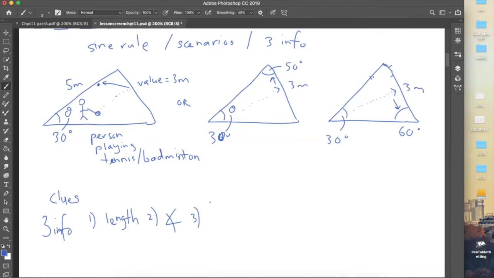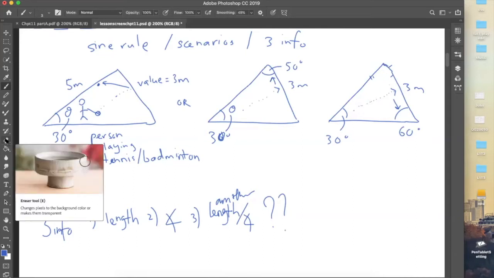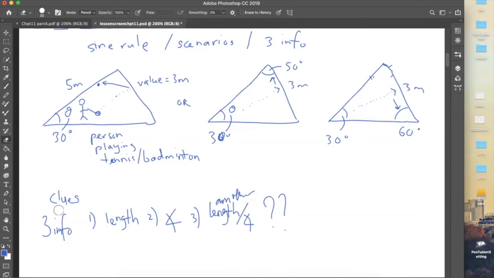Another length? Yeah. Another length and angle. Is it? Yeah, I think so. Okay, but the cosine rule also has two lengths. So the question is, where is the information of the length that's given, right?